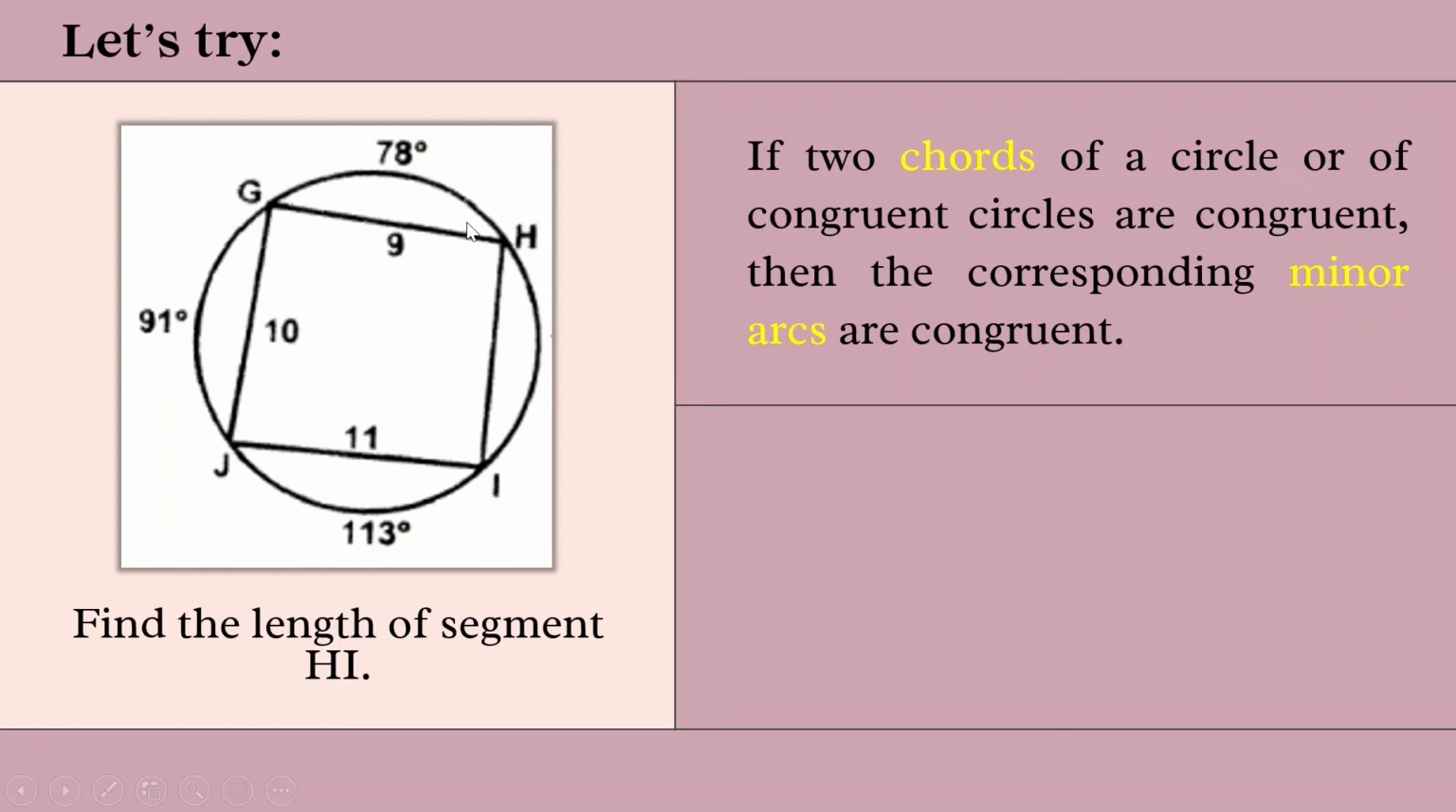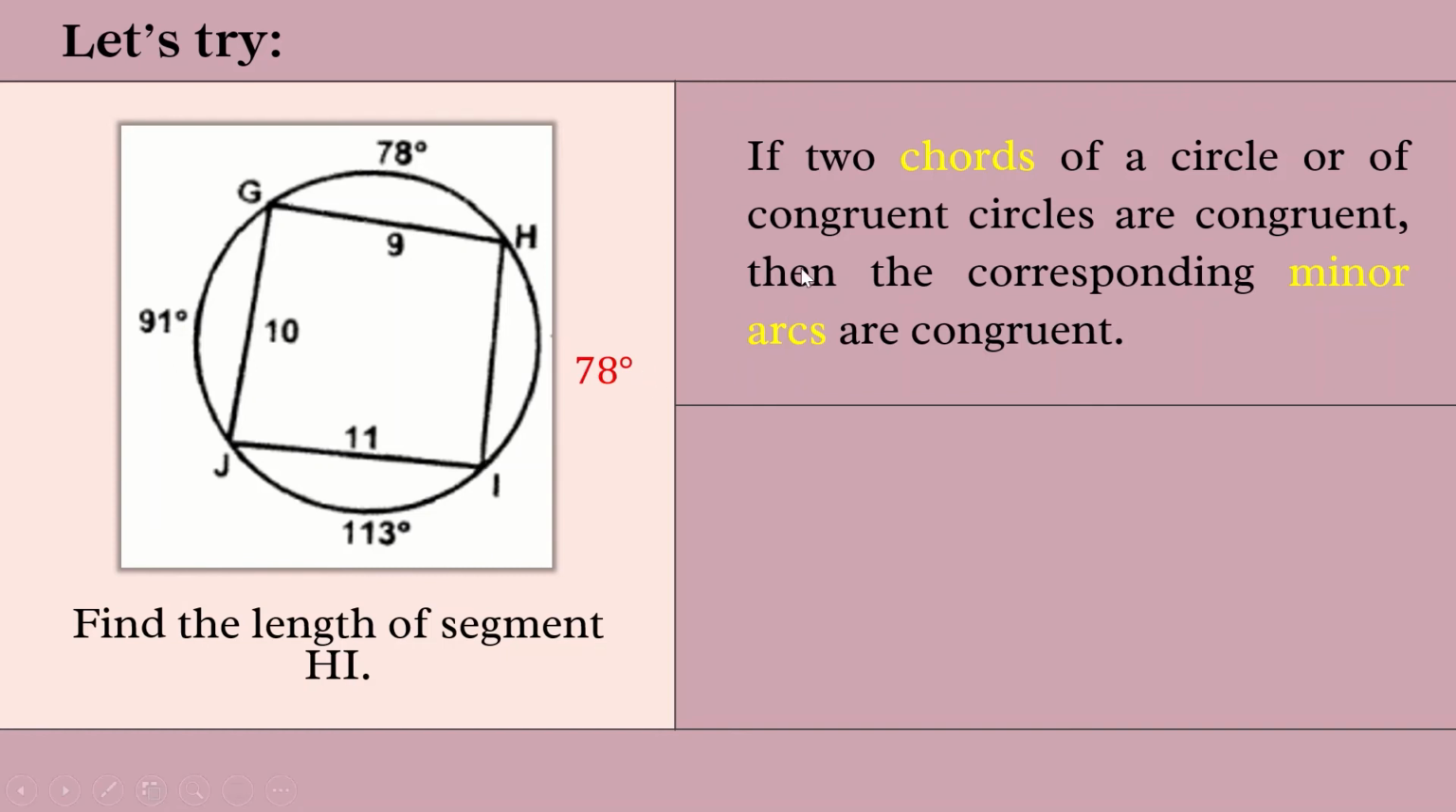So, pansinin na arc HG or GH is 78 degrees, arc GJ is 91 degrees, and arc JI is 113 degrees. So, kunin natin ang measurement ng arc HI. So, alam naman natin na in a circle, it measures 360 degrees. So, 78 plus 91 plus 113, then i-minus natin sa 360. So, itong arc HI, by simple calculation, arc HI measures 78 degrees.